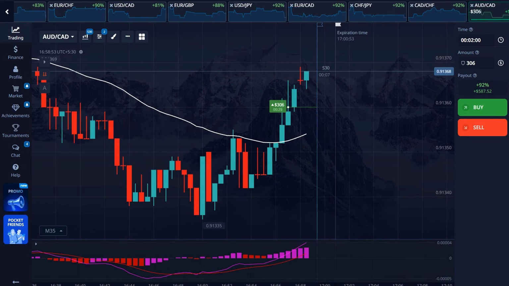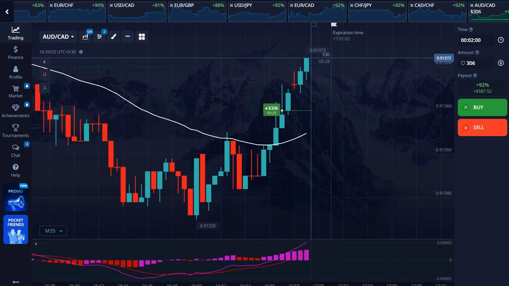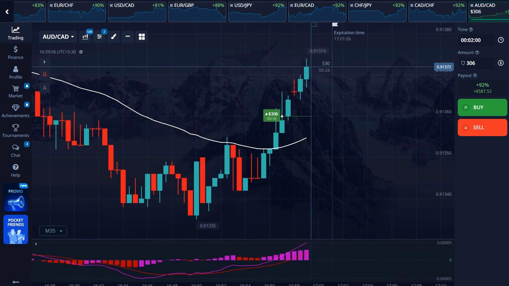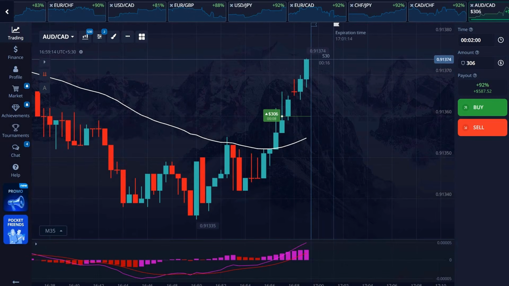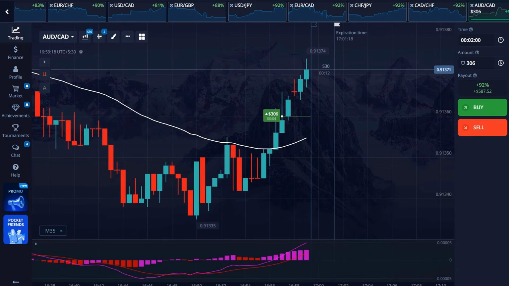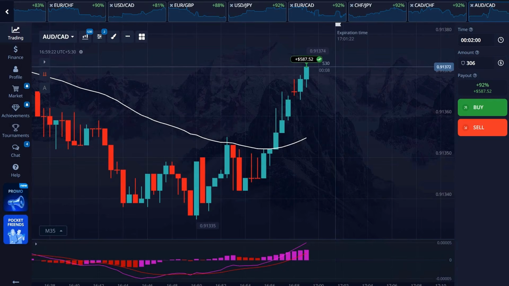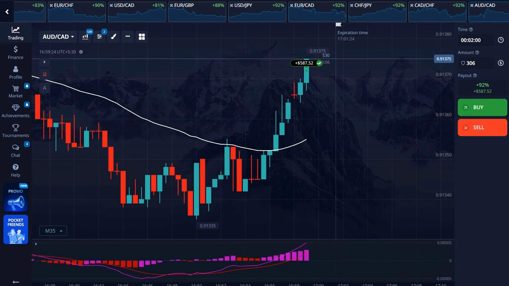Price stayed well above the EMA-50, and every small retracement was quickly rejected by buyers. This is the kind of smooth follow-through you want in a momentum trade. Clean movement, no hesitation, and strong candle bodies pushing in your favor. And here's the result. The trade closed beautifully in profit.